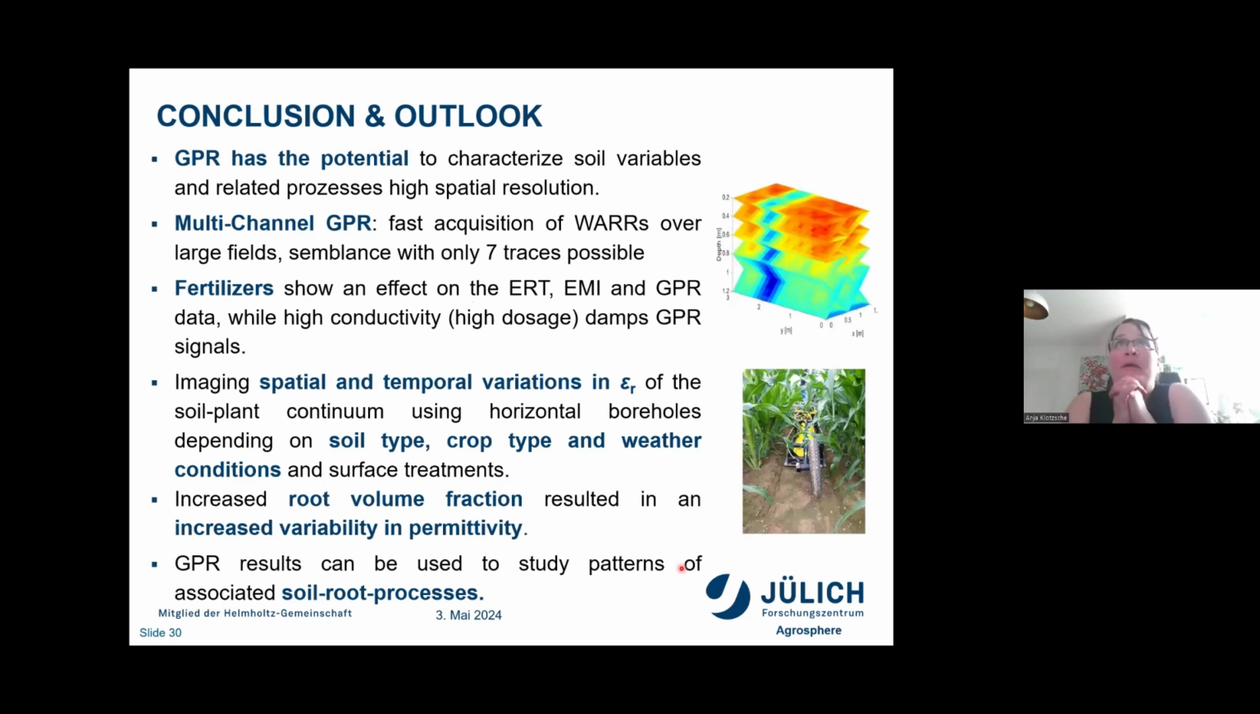And to just sum up, I hope I convinced you that GPR is a quite nice tool to not just characterize soil variables, that we can also see water content changes over time at different scales, and that for surface applications, this multi-channel device is very suitable to be applied. But of course, to have other data sets like ERT and EMI is always good, because it always gives more information and they are nicely complementary to be applied in the field. And especially on the rhizotrons, we have seen that there is a clear link between the root volume fraction of the plants in relation to the variability of the permittivities that we can see.